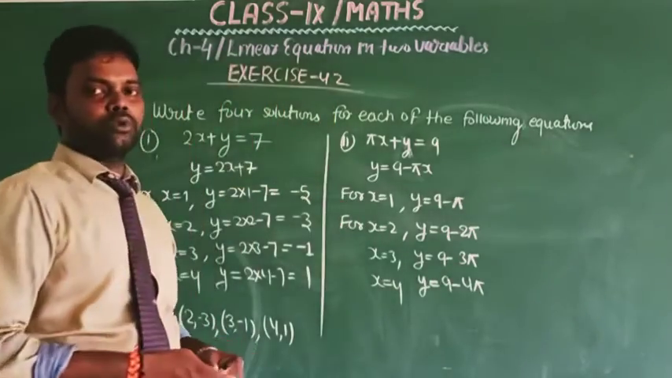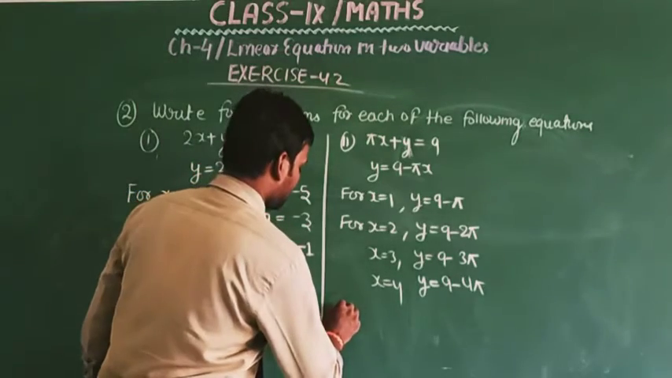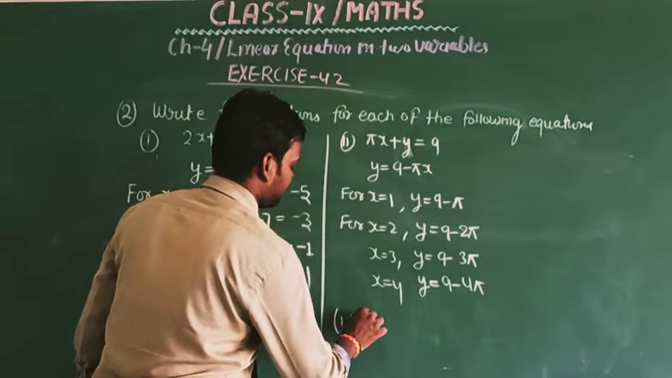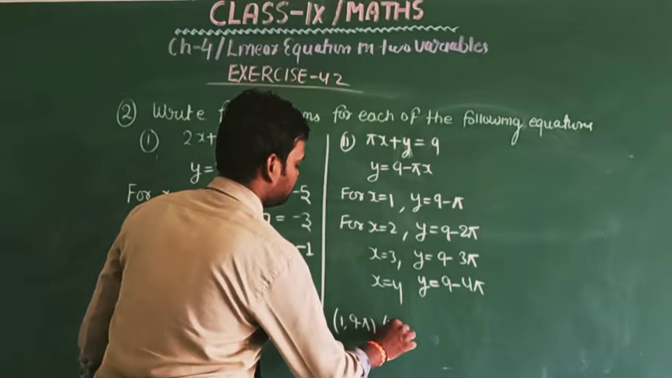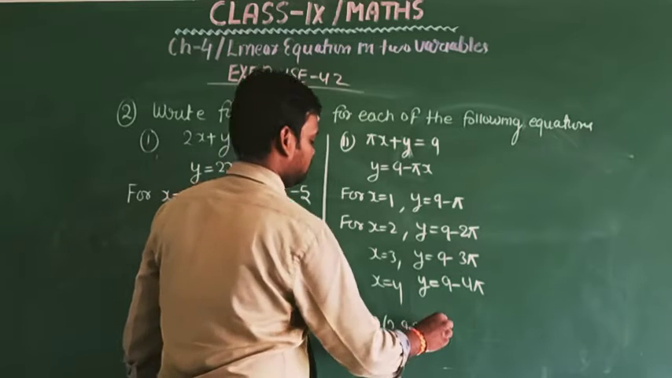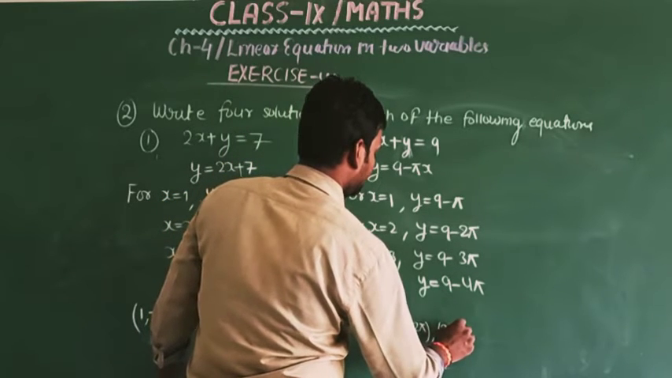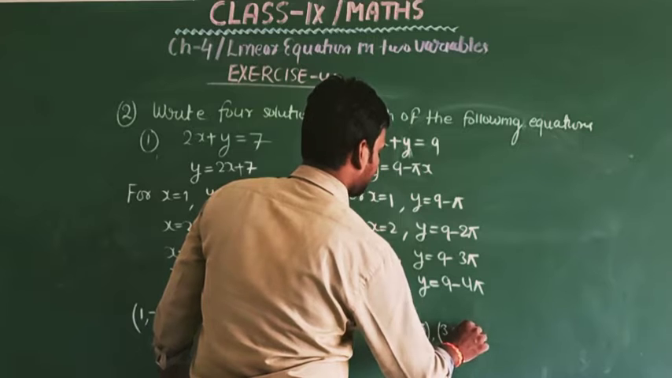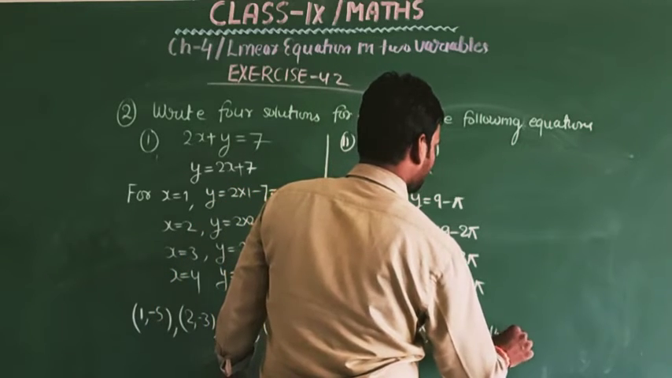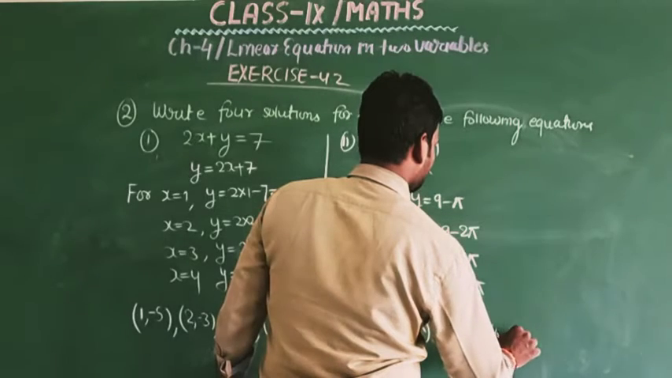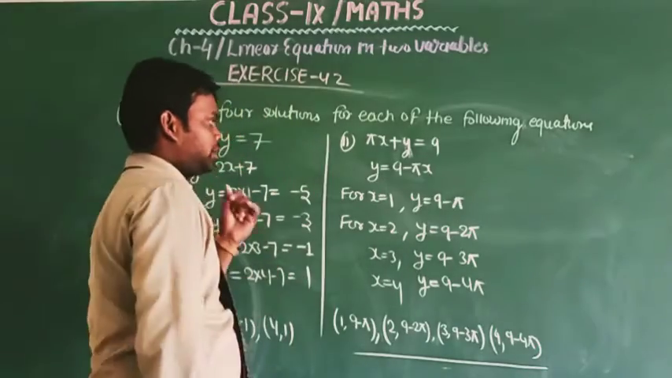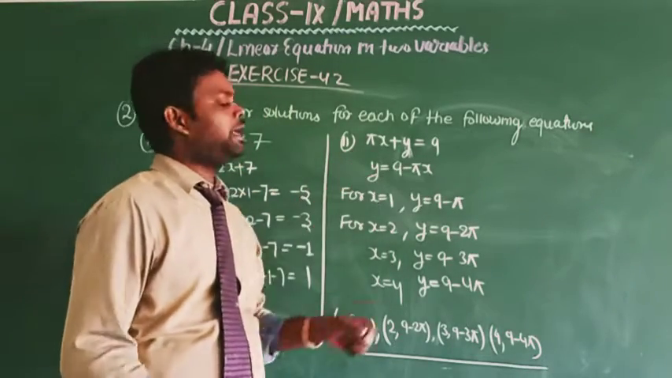Thus the required four solutions are 1, 9 minus pi; 2, 9 minus 2 pi; 3 comma 9 minus 3 pi; 4 comma 9 minus 4 pi. Thus these are the required solutions of pi x plus y equal to 9.